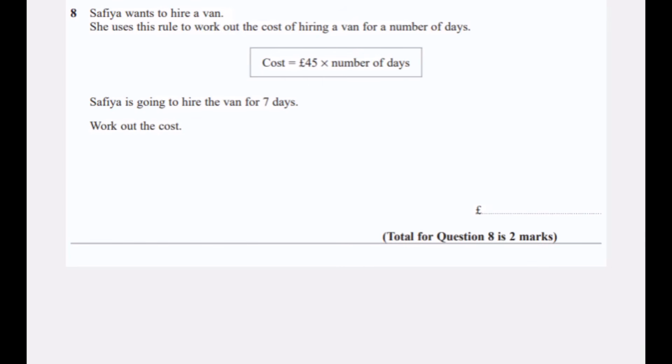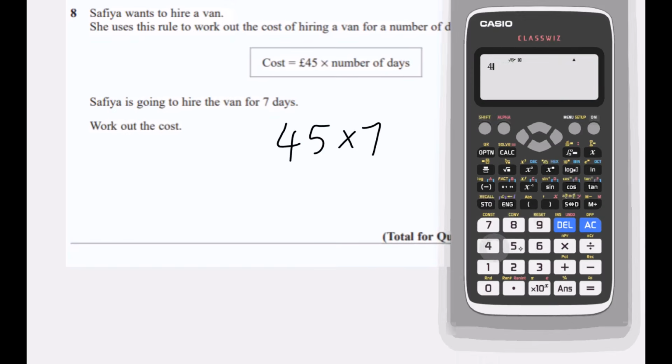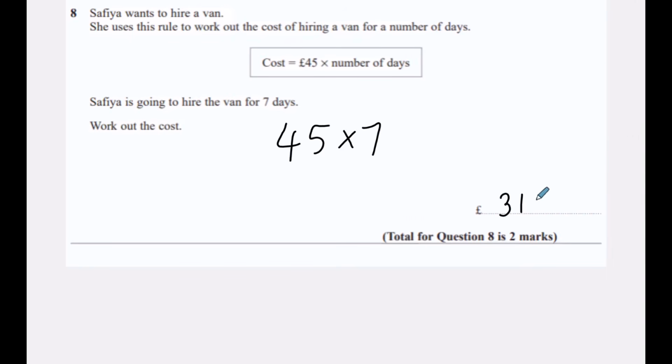Sophia wants to hire a van. She uses this rule to work out the cost of hiring a van for a number of days. So the cost is £45 times a number of days. She's going to hire the van for 7 days. What is the cost? So it's going to be 45 times 7. And that is £315.